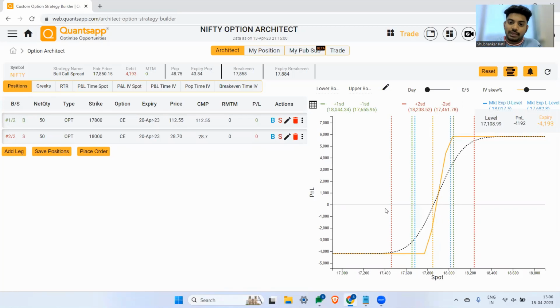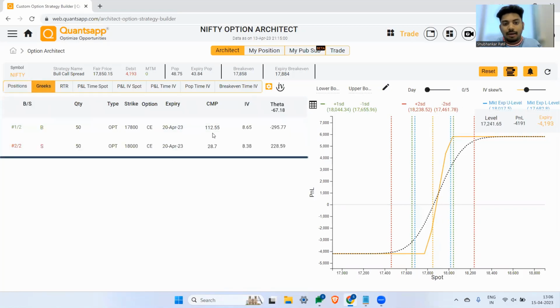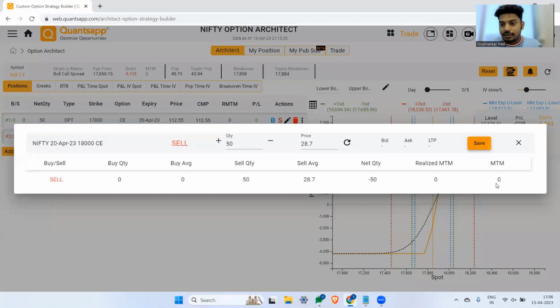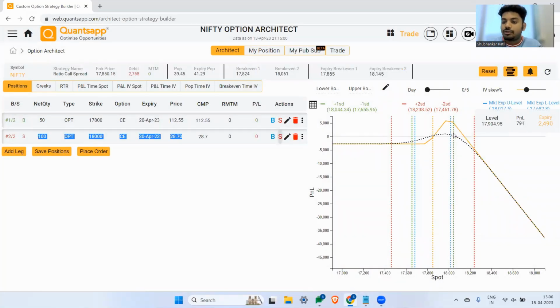Okay, so over here, your net theta will get a bit offset here and there. You will not be completely theta positive, but at least compared to a long call, this is a far better strategy if you look at it from a theta perspective. Now if you want to take this to an advanced level, you have sold one lot of 18,000. Instead of that, you can add one more lot and convert this into a ratio call spread.